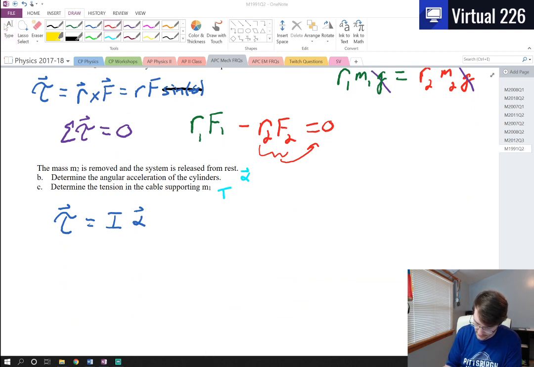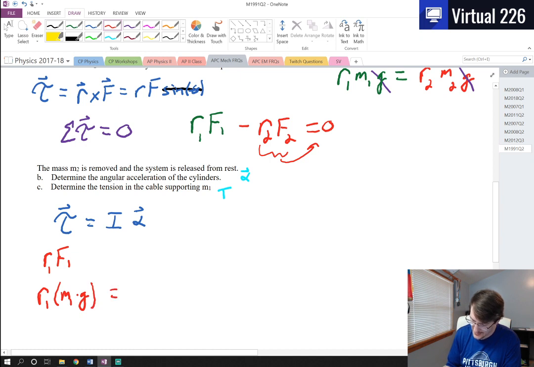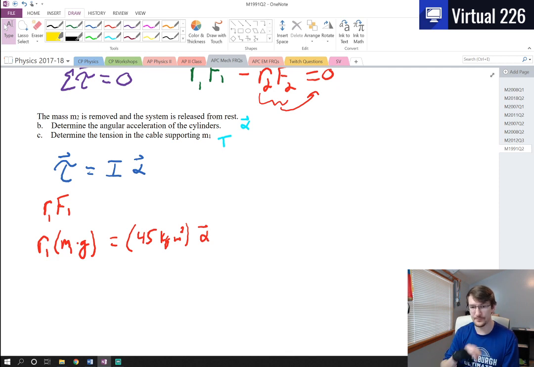So we can just call this R F1 here, which is just R1 times M1 times g. And that has to equal the moment of inertia of the entire double pulley system, which for us is 45 kilogram meters squared, and then times alpha. So that's what we have going on right there.